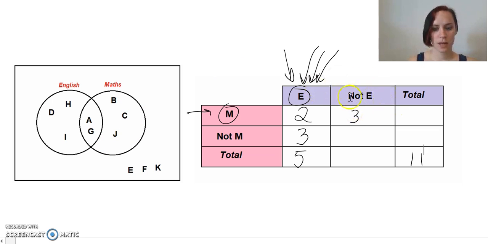The people who don't like English and don't like maths will sit outside of both of these circles. So we've got E, F, and K. So that is 3 people. Total of 6, and we know that 5 plus 6 does give us 11.